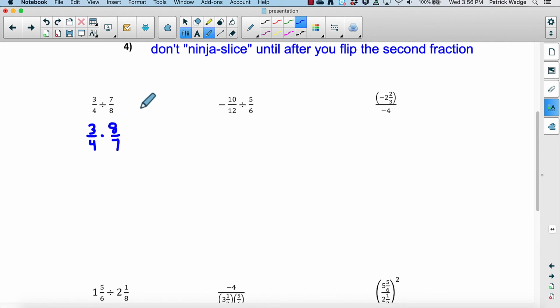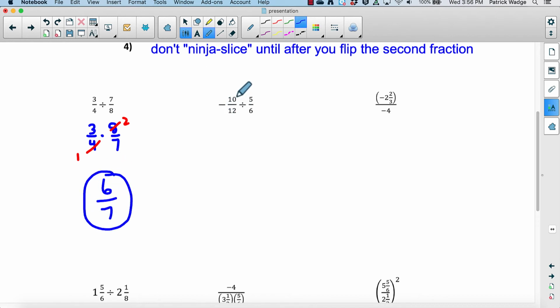And now it's a question just like on the other side of the page. We're ready to ninja slice here. 4 and 8 become 1 and 2 when you divide them both by 4. And if you multiply, you get 3 times 2 is 6, and 1 times 7 is 7, and you're done.